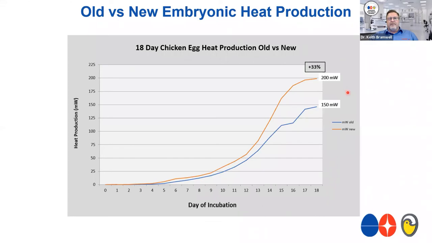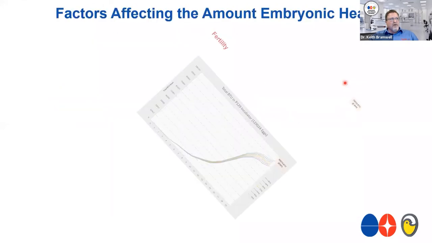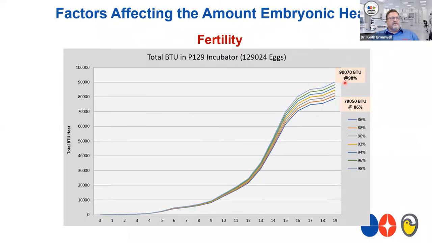And so we have to be aware that those machines were never really designed and developed to handle this much heat. And so they really need to be working very efficiently to get rid of the heat production in our modern embryos. What are some other factors that can affect the amount of embryonic heat produced?